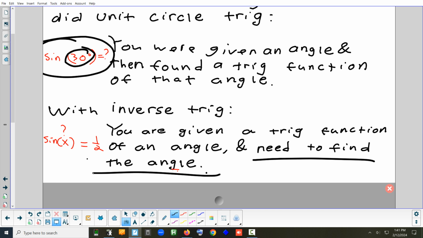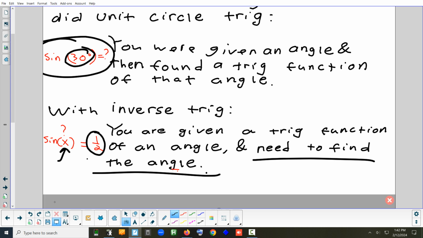You need to tell me the angle. So I'll tell you what the answer to the question is. I'll tell you that the sine of something is a half. You need to figure out what's the something. So that's what inverse trig does. It's going to help us find the angle. It's the whole point of inverse trig. It finds angles. Any question on how what we did last week compares to what we're doing this week? Pretty much the exact opposite.